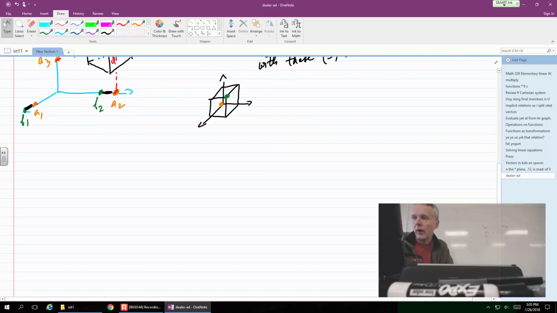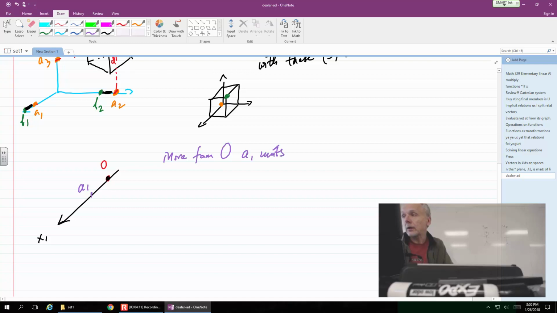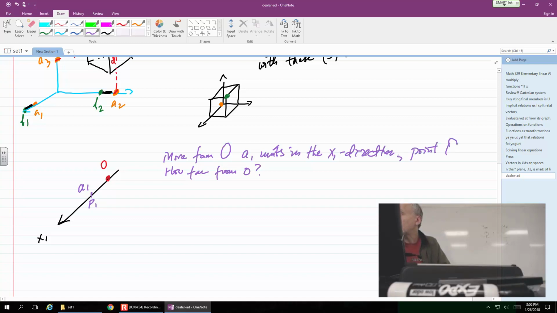So starting from scratch, I will start with the x1 axis. Okay, I will be counting the dimensions. And I put the origin over here, and then I put here point, say, A1. So what has happened is I moved from 0 to A1 units in the x1 direction. Okay, and then how far? From 0, the question is, we haven't answered it. Let me call this point P1. So point P1. Okay, so how far? So the distance from O to P1.